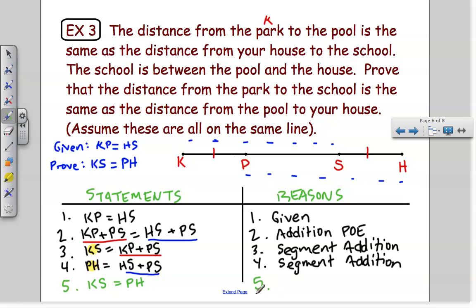Well, actually, what did I do on this step? Instead of one thing, I wrote another that it was equal to. Anytime you put one thing for another when they are equal, you are substituting. So this is substitution.